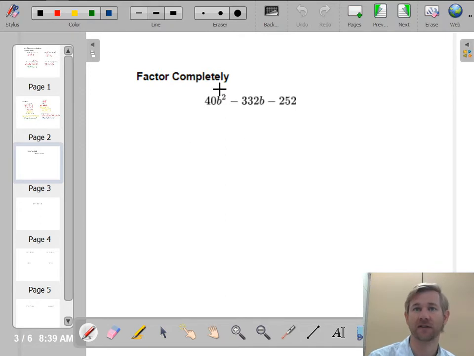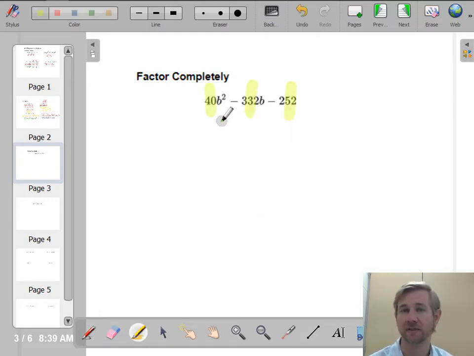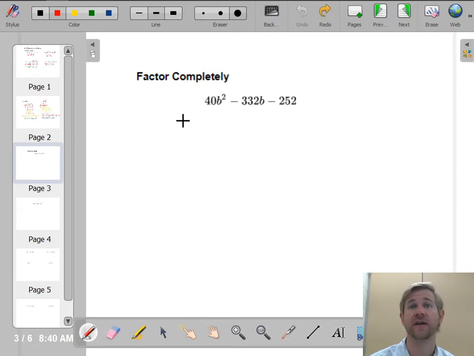So factor completely. When you factor, the first thing that you always want to do is look for a GCF. Do these three terms have anything in common? And the answer is yes, they are all multiples of 4. So I'm going to first factor out a 4. That's going to make this problem much more manageable.